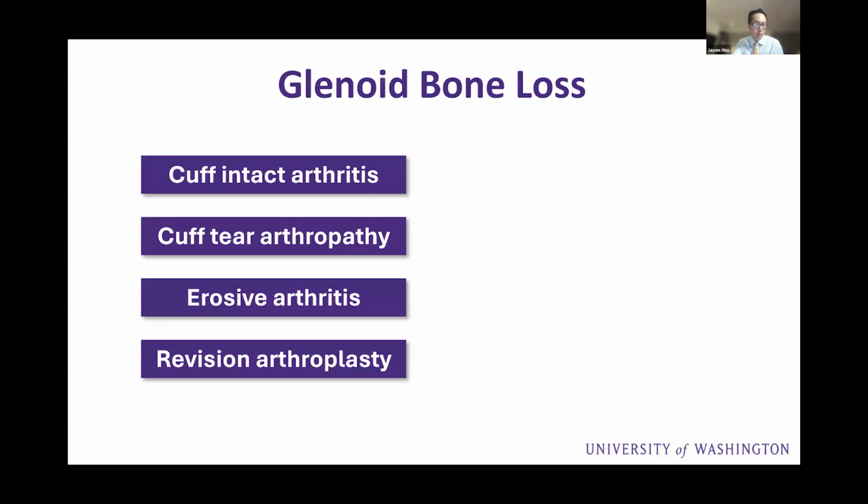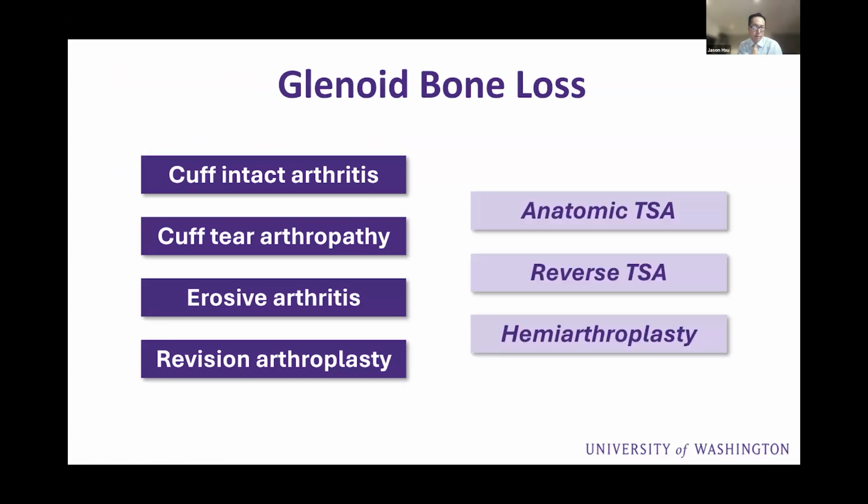So Kevin went over some of the main etiologies for glenoid bone loss, and when we talk about management, we generally consider three main types of arthroplasty, which would be anatomic total shoulder, reverse total shoulder, and hemiarthroplasty. And by the way, we won't be talking about periprosthetic infection at all today, but in the revision setting, it's important to consider both the workup and the management. But today we won't be talking a lot about antibiotic spacers and things related to that.